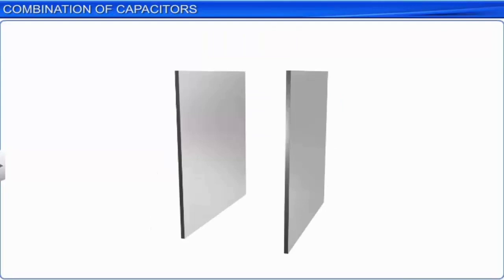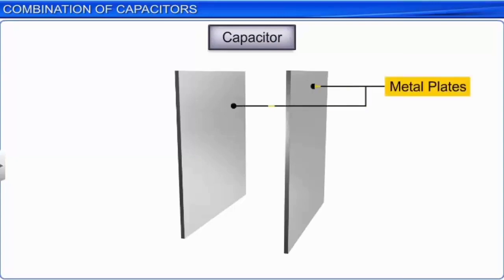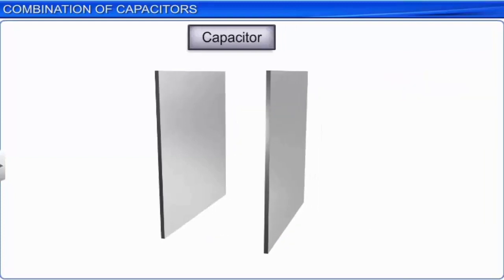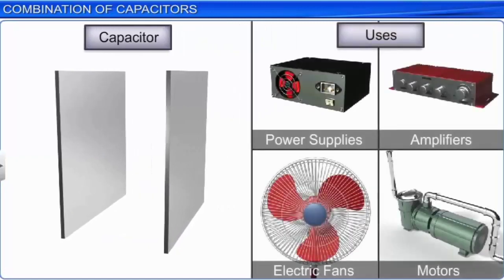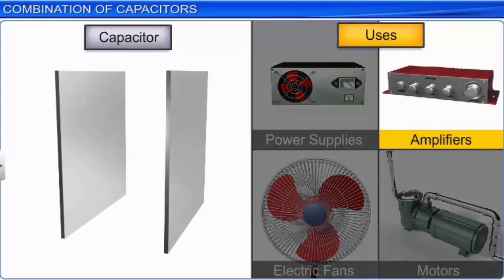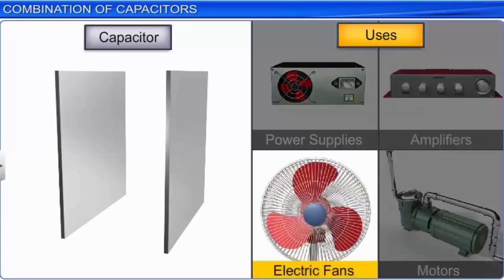We have learnt earlier that a capacitor is an electric circuit element that is used to store charge temporarily. It, in general, consists of two metallic plates, separated and insulated from each other by a dielectric medium. Capacitors having different values of capacitances are used in power supplies, amplifiers, electric fans, motors, etc.